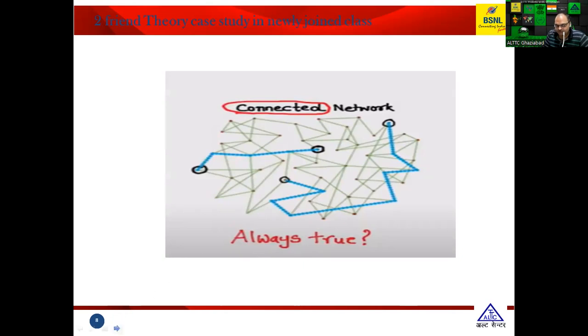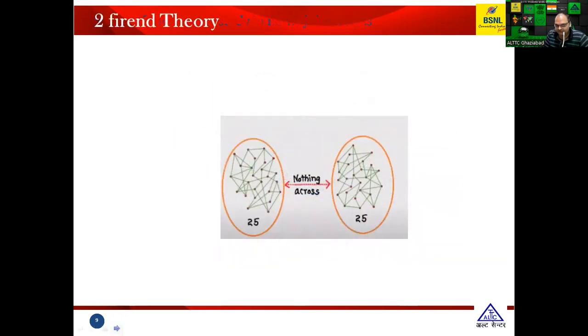Can it always be true? One challenging situation can also be there. If in a class, two rows are there. In one row, 25 boys are there. In another row, 25 girls are there. Boys are connected to each other. Girls are connected to each other. But they are not in conversation with each other. Then will it be connected or not?